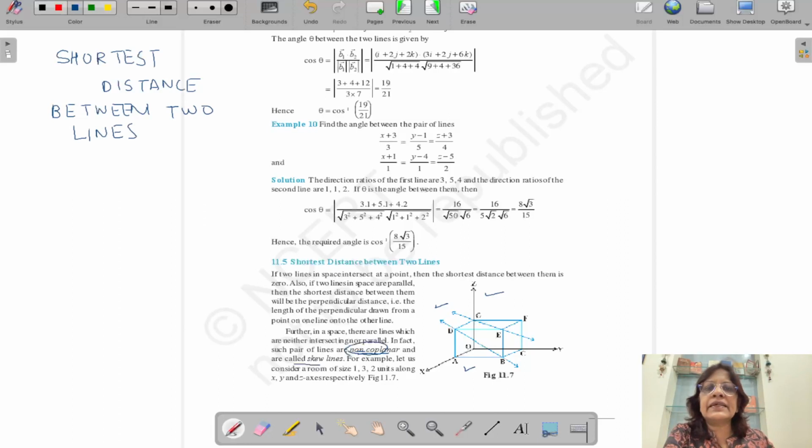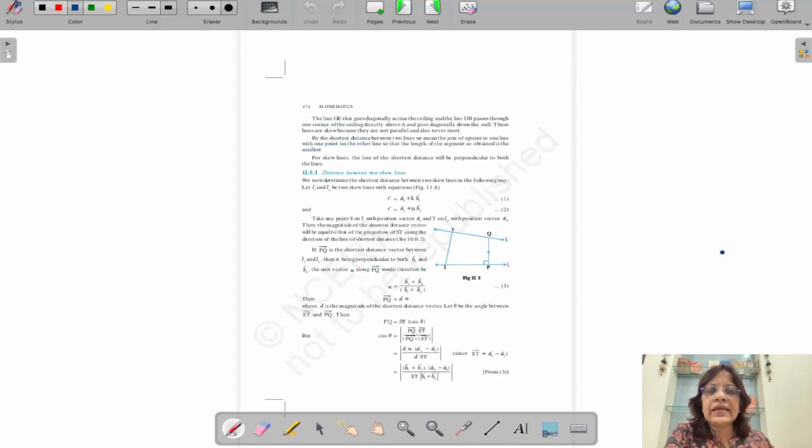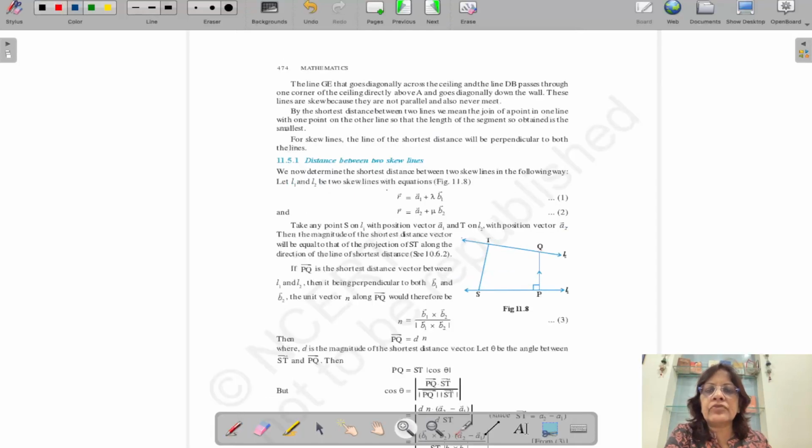So the first thing that you have to do is, if lines are given in the Cartesian form, we will convert them into vector form. That is the first step. What was the vector form? Vector form was r is equal to a plus lambda b.